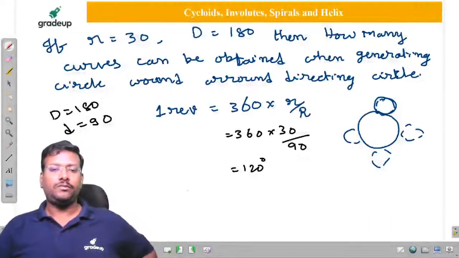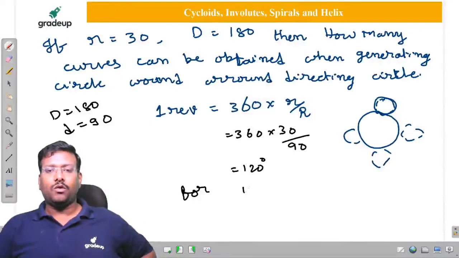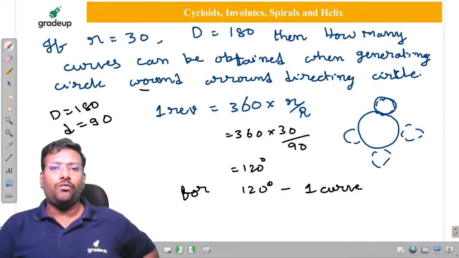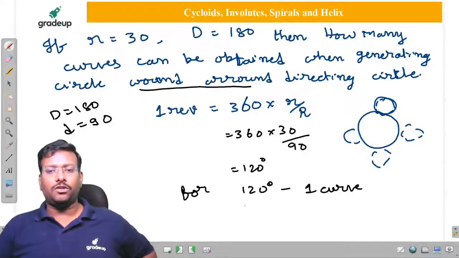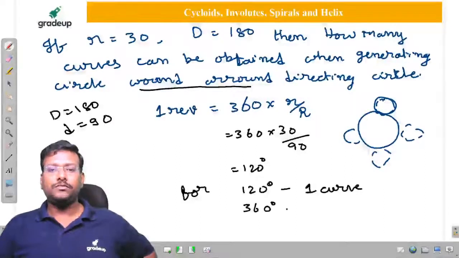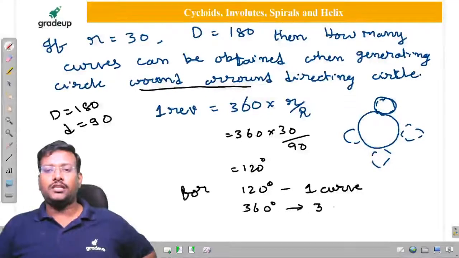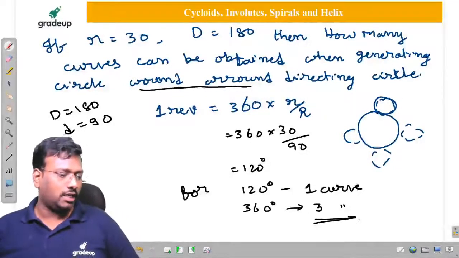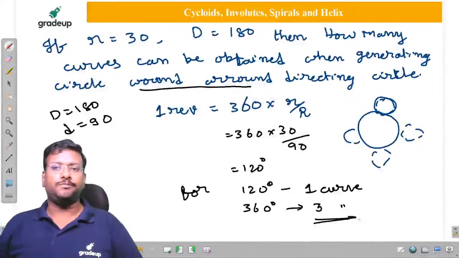Therefore, for 120 degrees, one curve we can get. But for a complete wound, 360 degrees, how many curves will we get? 3 curves. So that is the answer. 3 curves we can get. That is correct. All of you gave the correct answers.